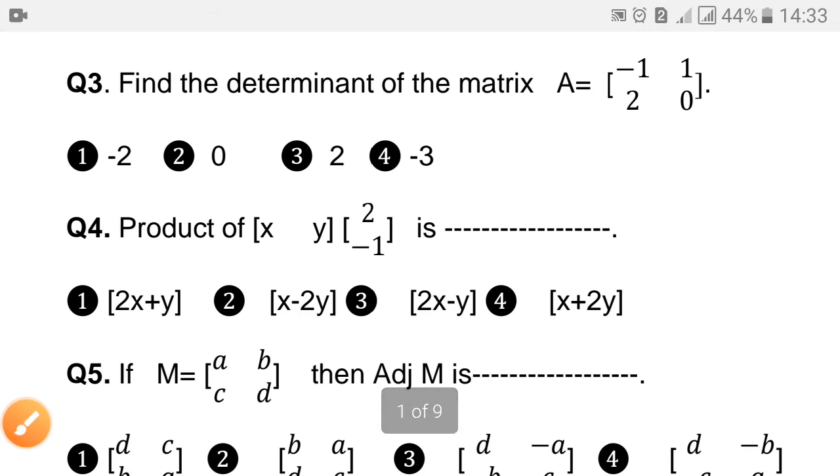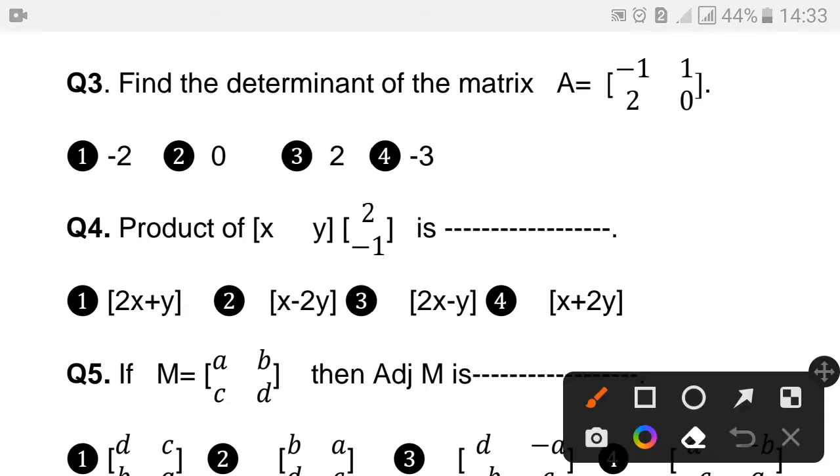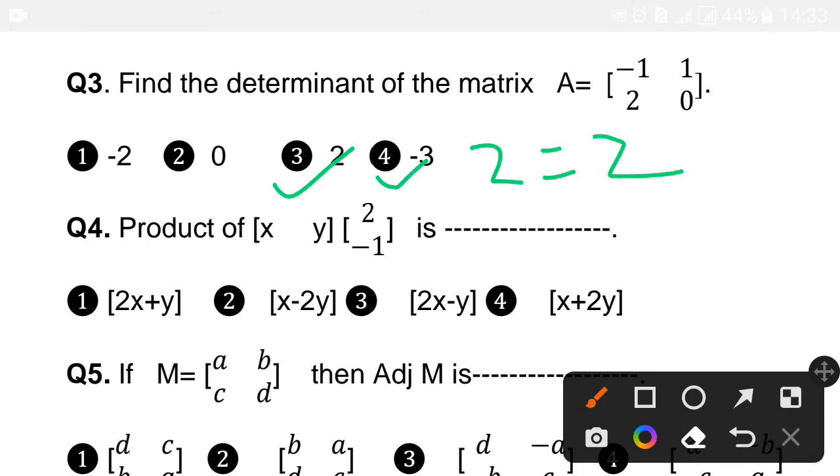Okay, in question number 4, we are asked to find the product of the matrix [x y] and [2, minus 1]. First of all, what is the criterion for the product of matrices? If the number of columns of the first matrix is equal to the number of rows of the second matrix, then these matrices are conformable for multiplication. Here, in the first matrix we have 2 columns, and in the second matrix we have 2 rows. So this is conformable for multiplication.